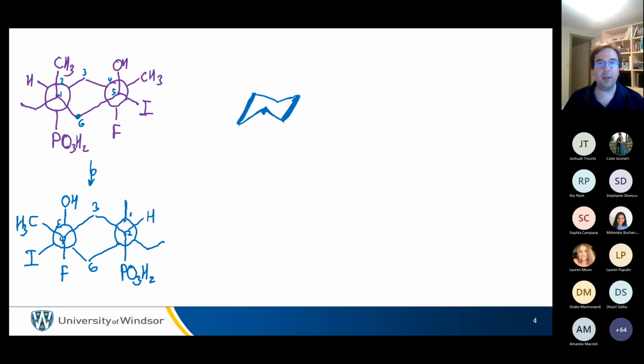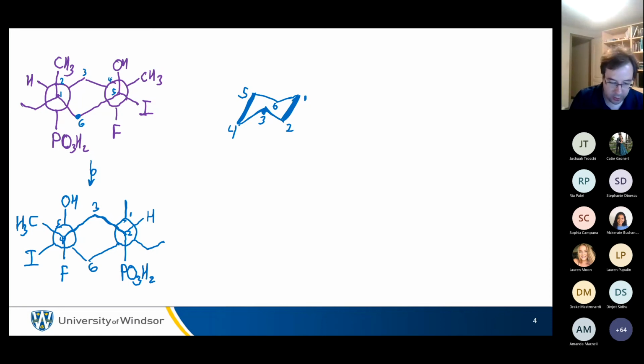You can, again, if you need to, do this with the model kit and build this and take a look at this. But now we have the right thing. So if this is carbon 4, and this is carbon 5, and this is carbon 2, and this is carbon 1, carbon 3 is up above them. So there's 3, there's 6. So everything is right.